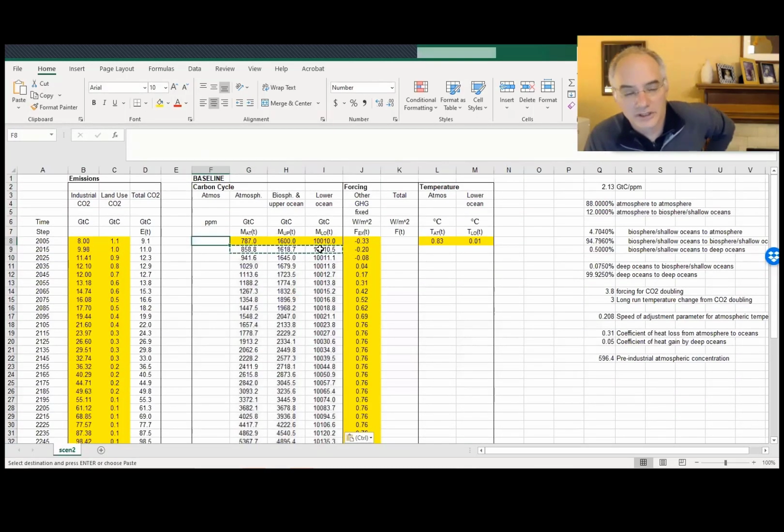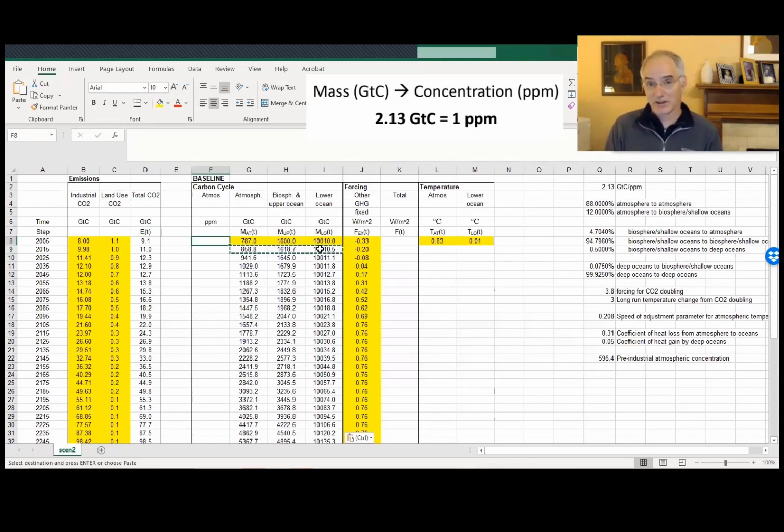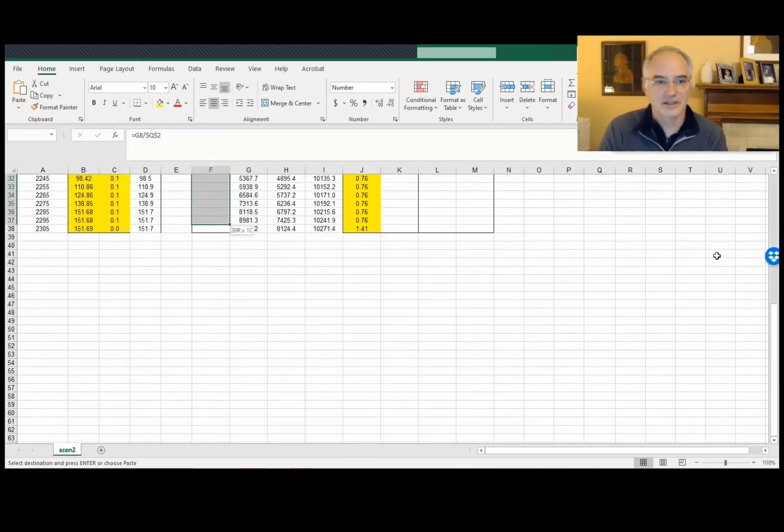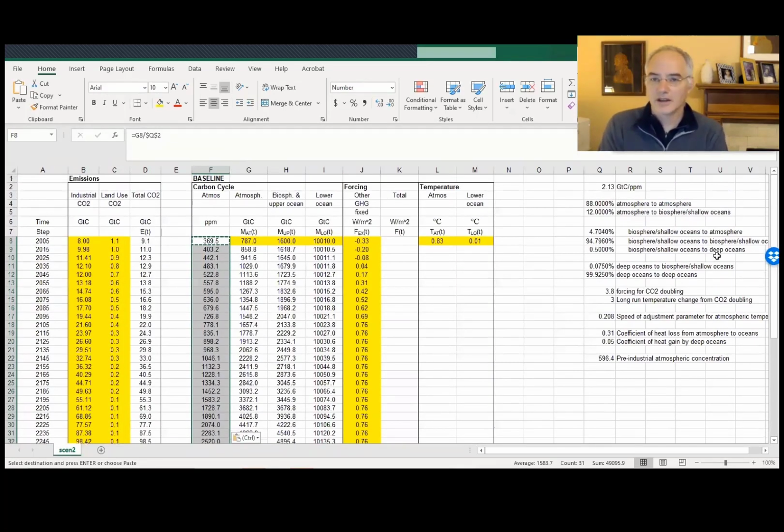The last thing I'm going to do in this video is convert from the mass of carbon in the atmosphere to a concentration. And as you can imagine, there's just a straightforward constant that converts. It's right over here. That is, every part per million is equal to 2.13 billion tons of carbon. So I simply take the amount of carbon in the atmosphere in billions of tons and divide by this number in order to get the concentrations in ppm. And that's a number that we'll need later on for a formula.